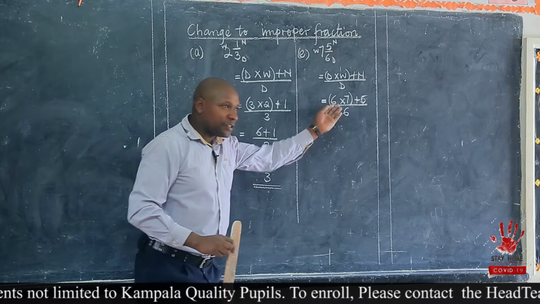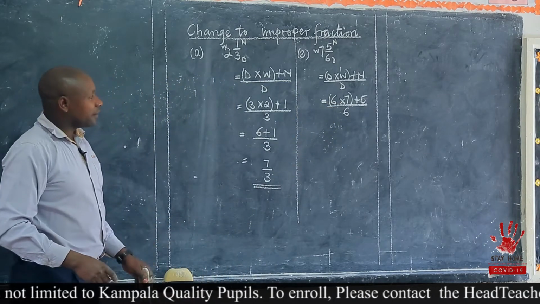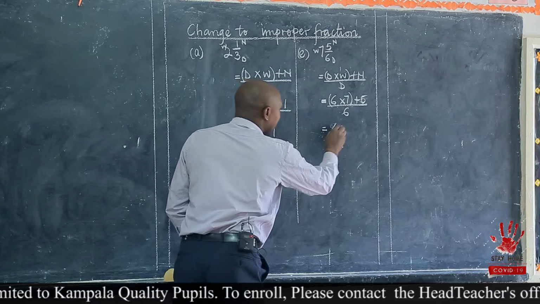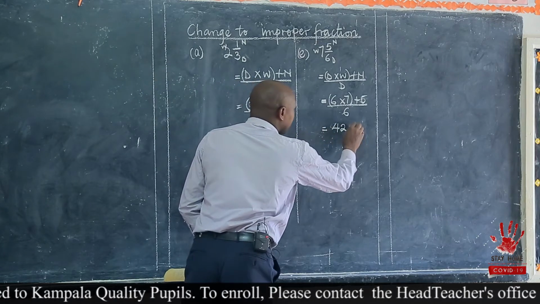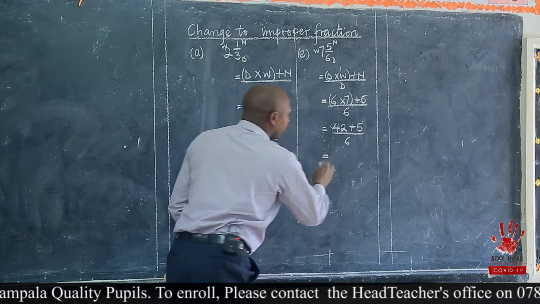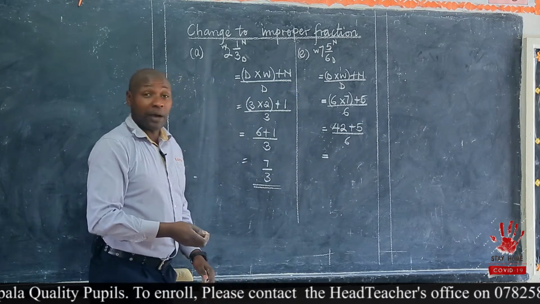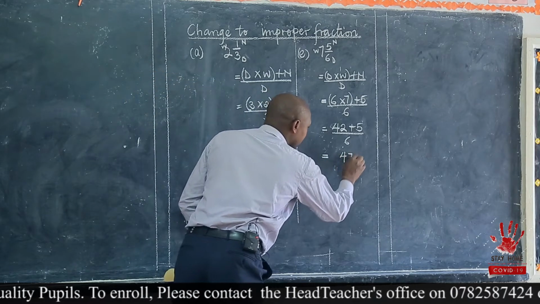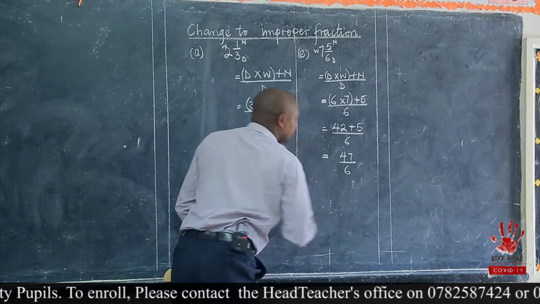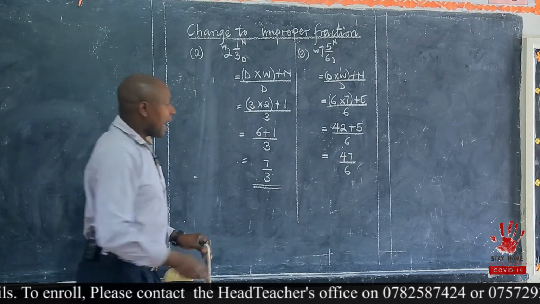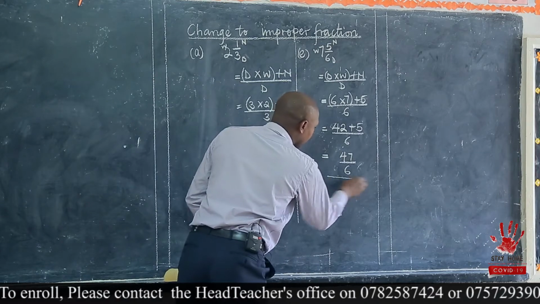Hope you've already multiplied 6 times 7. 6 times 7 gives us 42, plus 5 out of 6. What if you get 42 and you add 5? Somebody is saying 47 out of 6. In other words, this is 47/6 as our final answer.